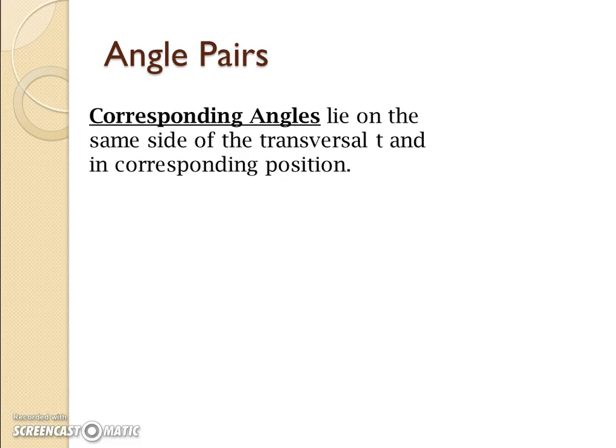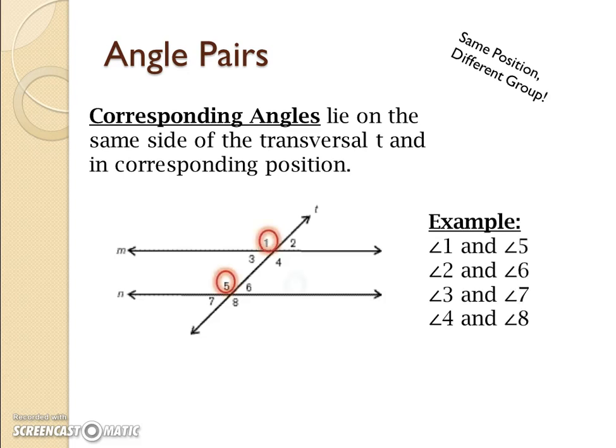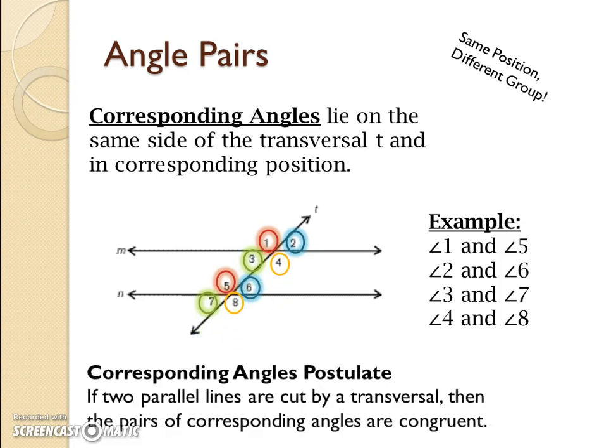The next one's corresponding angles. They lie on the same side of the transversal in corresponding position, which means in the same position. So they're in same position, different group. So top left, angle 1 and angle 5. Top right, angle 2 and angle 6. Bottom left, 3 and 7. Bottom right is 4 and 8. So those are examples. Go ahead and color those in to match them. And corresponding angles are congruent.